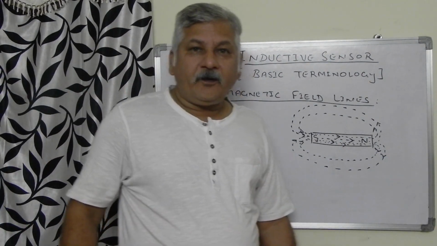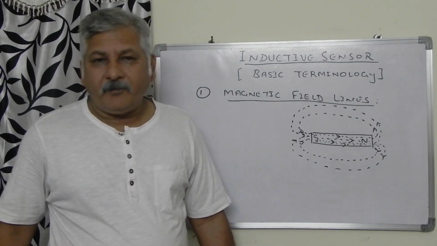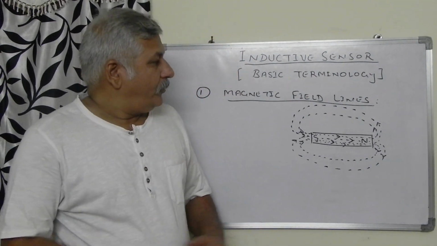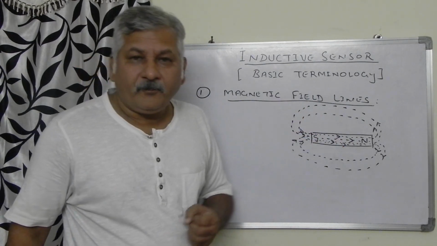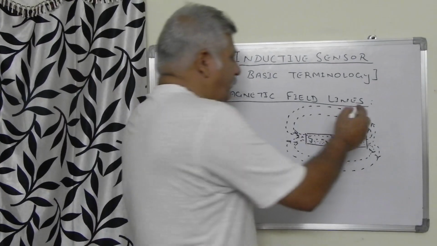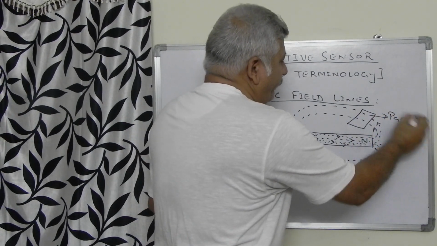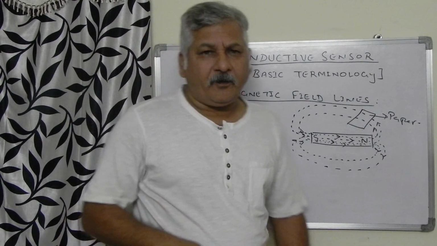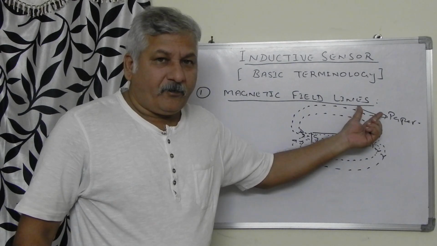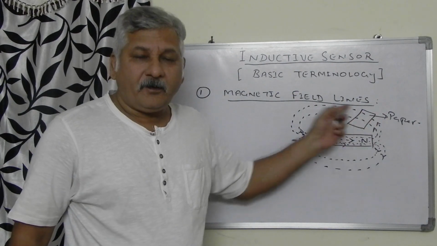Now these magnetic field lines are unaffected by any non-magnetic material like air, like rubber, plastic, paper, glass. So suppose you place one paper here, paper or glass or rubber, any non-magnetic material. These materials will not give any effect over these magnetic field lines.